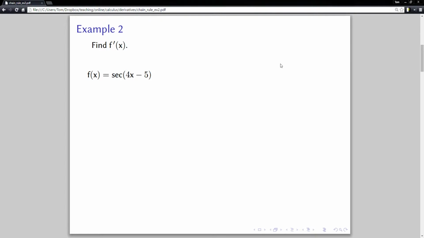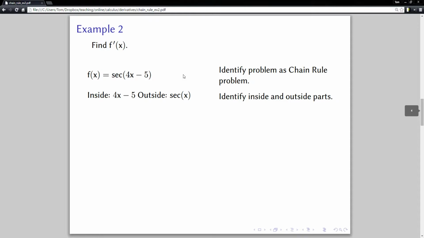Alright, so the very first thing again is to make sure that you can identify this problem as a chain rule problem. If I look at this function here, I can see that the inside part is more complicated than just x. If it were just secant x, then the derivative would be secant x tangent x, and the problem would be over with. But this function has 4x minus 5 on the inside, so this is definitely a chain rule problem.